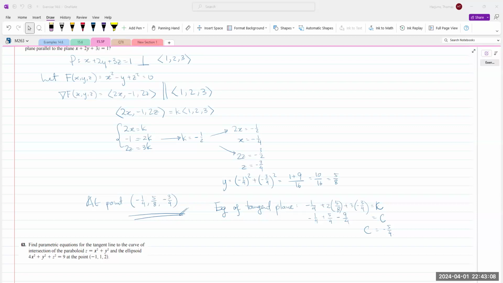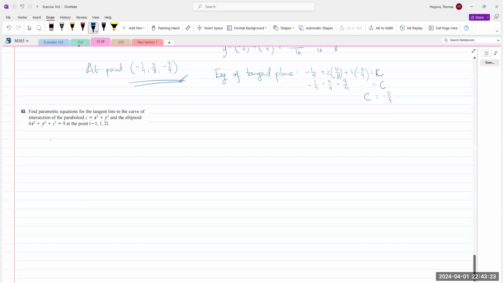Last one, number 63. You notice I don't really do problems with odd numbers, right? Okay, but let's take a look. Find the parametric equation of the tangent line to the curve of intersection. So we have two surfaces. The first surface has z equals x squared plus y squared. And the second surface is 4x squared plus y squared plus z squared equals 9.